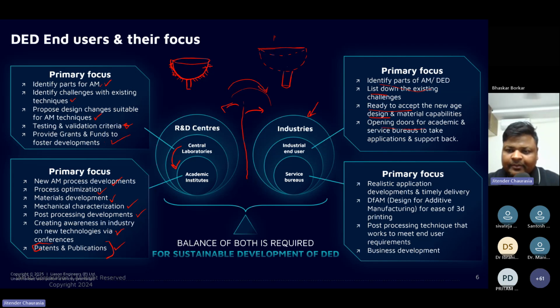And then opening doors for academia, service bureau, application, and support. Back and forth is required. Coming to service bureaus, there are 4 types. The service bureaus should have a realistic view. They are the guys who actually work really hard, and I should appreciate that. They should do DFM, design for manufacturing, because these are the guys who have post-processing techniques, certain strength, certain structure, porosity, and post-processing techniques, and then at the last, the business.